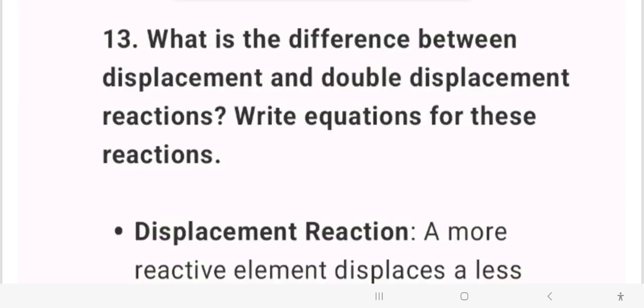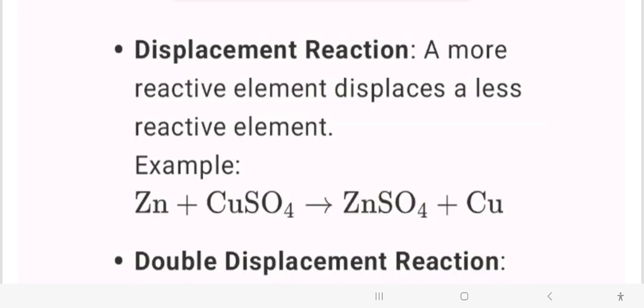Now the next question is, what is the difference between displacement and double displacement reactions? Write equations for these reactions, right? So first we come up with the displacement reaction. What is a displacement reaction? A more reactive element displaces a less reactive element. So only one displacement you can observe in this type of reaction.